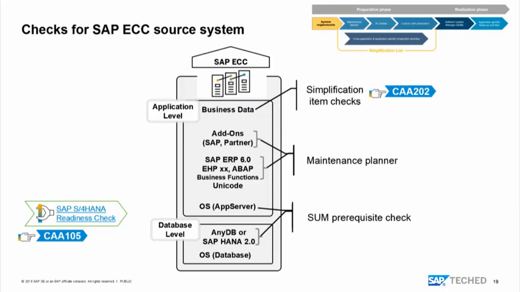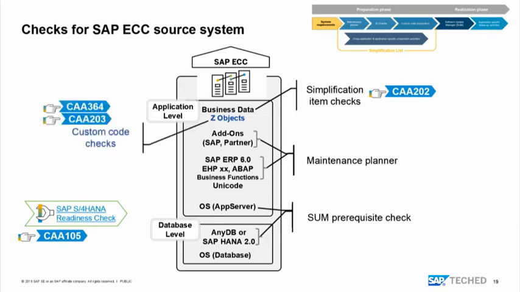That's possible. Finally, we have the Z objects there in the source system, so your custom code objects that are checked by the custom code checks and the requirements adaptations in our development tools. That is the kind of overview on the checks that we had there.